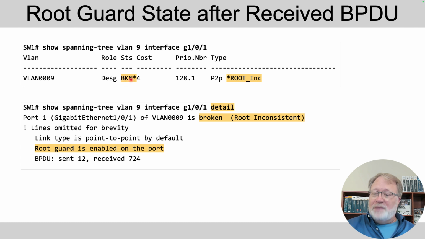By the way, both boxes show the exact same command as in the previous slide. The state is shown as BKN with an asterisk. So BKN is short for broken. And over on the far right, we also see this qualifier, shorthand for root inconsistent. The detail command spells out those words. It says broken. That's not just a description. It's a spanning tree state. So the port state is broken, and a substate, if you will, is root inconsistent. By the way, the loop guard feature has a loop inconsistent substate and does the same mechanism. And we also get the confirmation that the feature is enabled on the port.